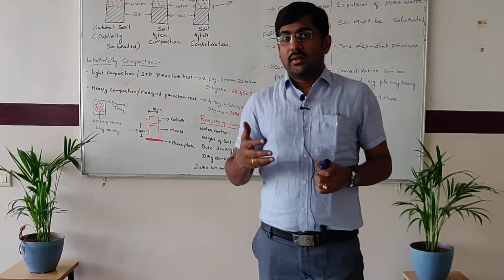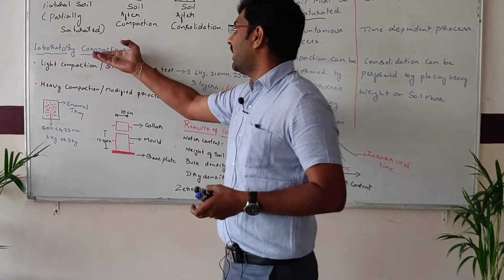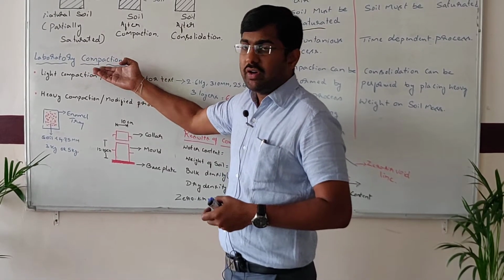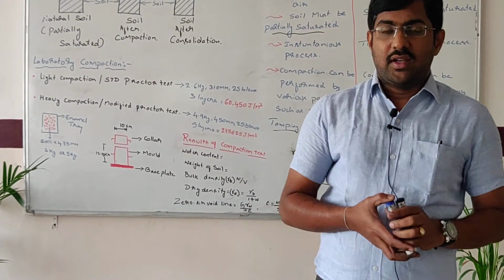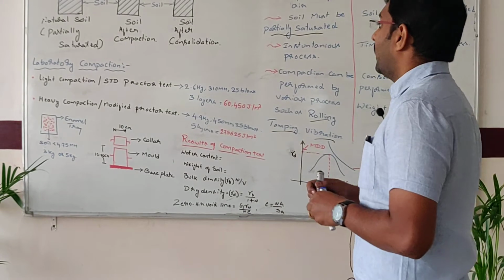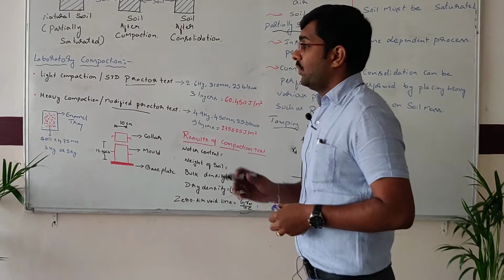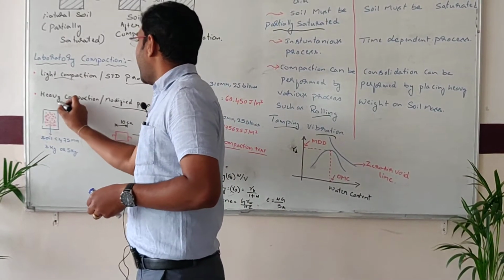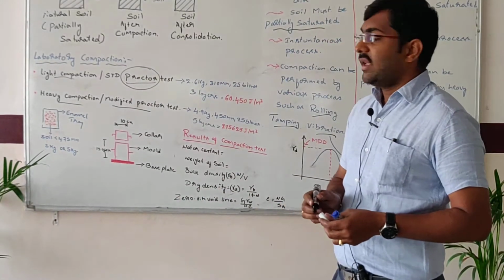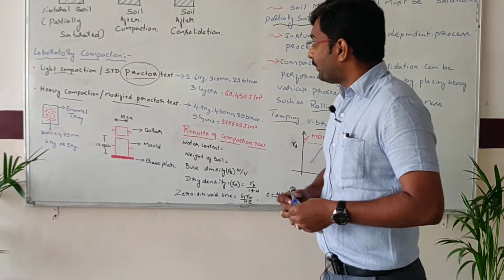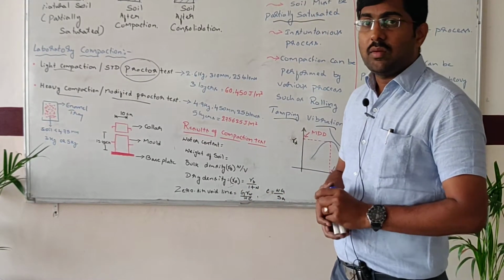To use the soil properties in such activities, first we conduct a compaction test in the laboratory, which is called a laboratory compaction test. The laboratory compaction test is basically done in two methods. One is the standard Proctor test, and the second one is called the modified Proctor test, which are also called light compaction and heavy compaction. Proctor is the scientist who invented this test, hence the test is named after him.